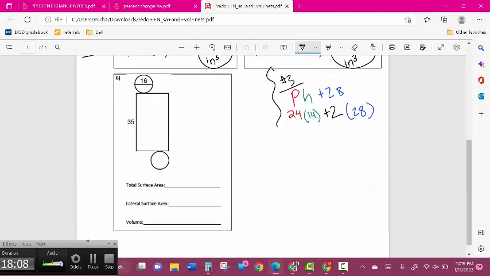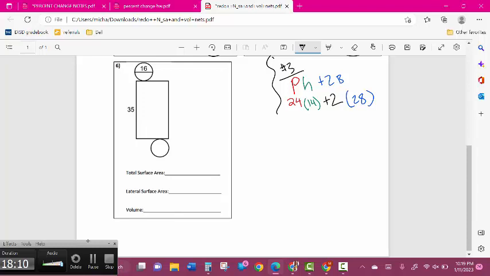Now we're on the last shape here for number 6. Now I've got some circles, and it looks like when I roll this up, I'll have like some rectangle thing going around the circle connected to another circle. So that means that this is a cylinder.